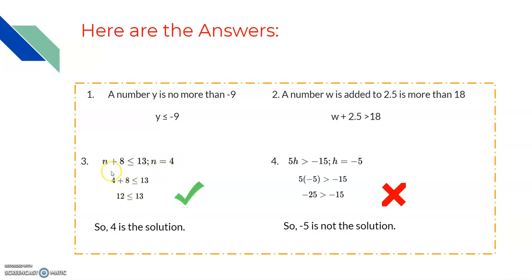Now we substitute n with 4. 4 plus 8 is no more than 13. 12 is no more than 13. So 4 is the solution because this inequality is true, so it's correct.